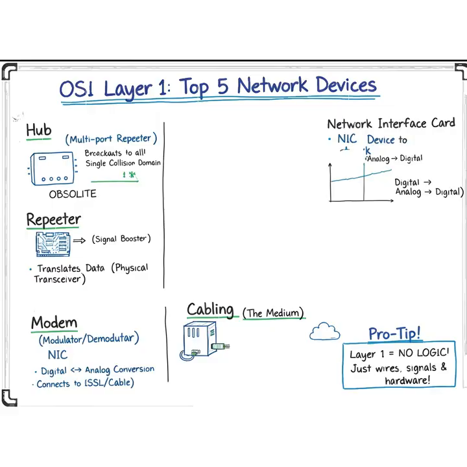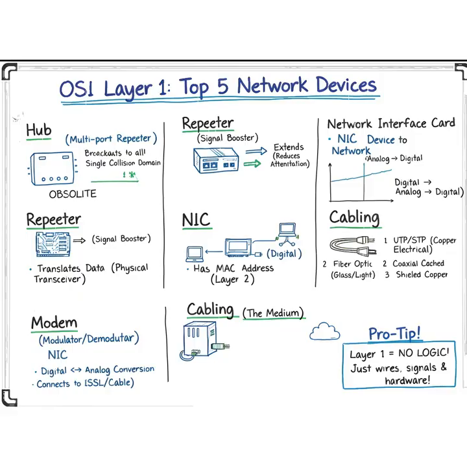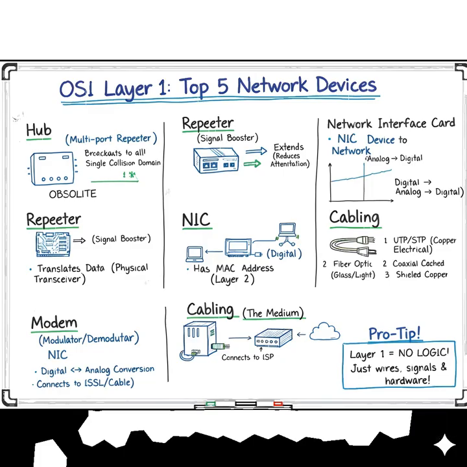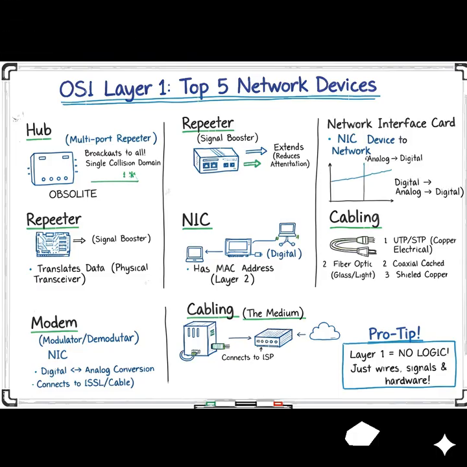Repeaters. These boost a signal that is weakened due to distance, attenuation, cleaning and regenerating the bits so they can travel further without corruption. Network interface cards, NICs. While they have Layer 2 MAC addresses, their physical circuitry converts computer data into electrical or optical signals for the wire. Cabling, UTP/fiber, the literal highway for data.